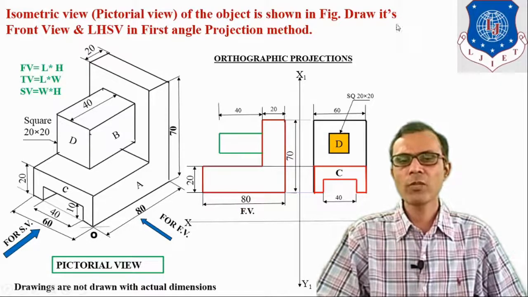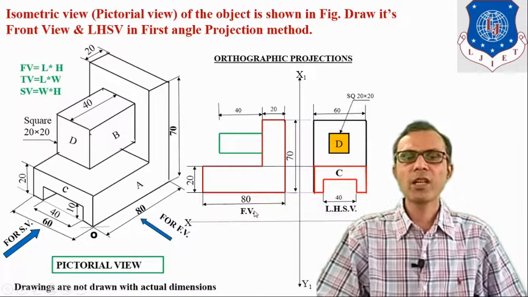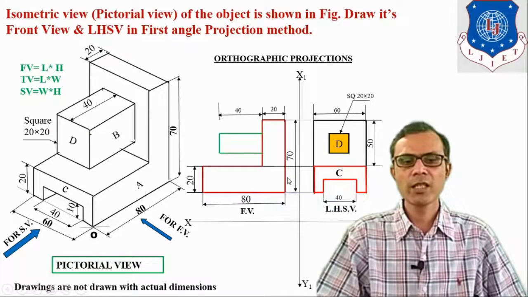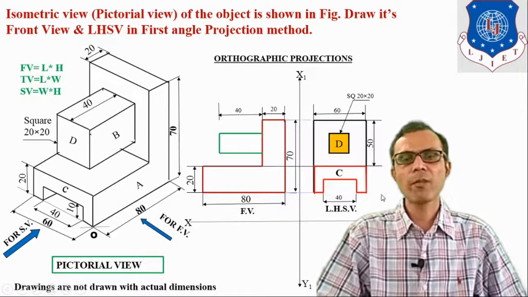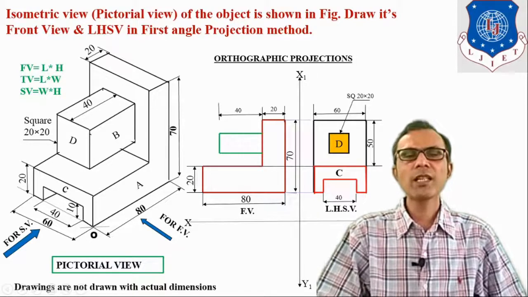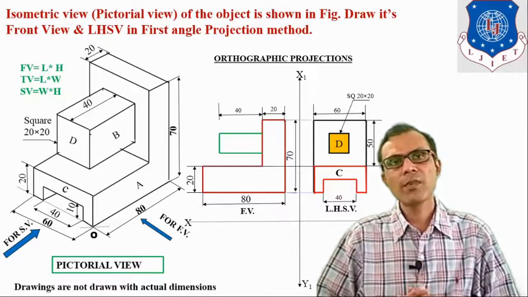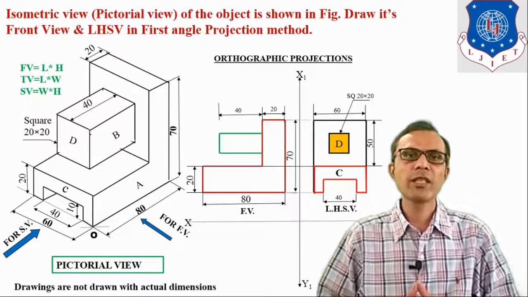It is a square of 20 by 20. It is front view and it is left hand side view. Dimension for this height is 50 mm because this is 20 and total is 70 mm. Now these are the visible details. We have completed so far front view and left hand side view with all visible details.